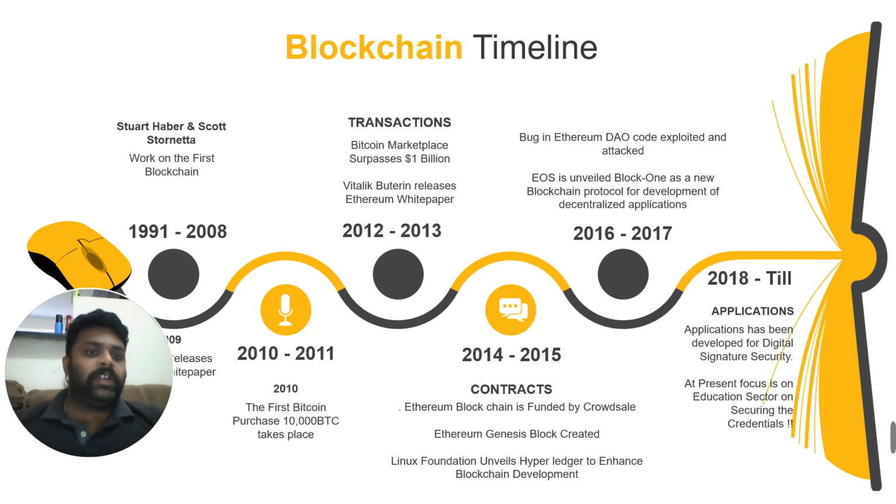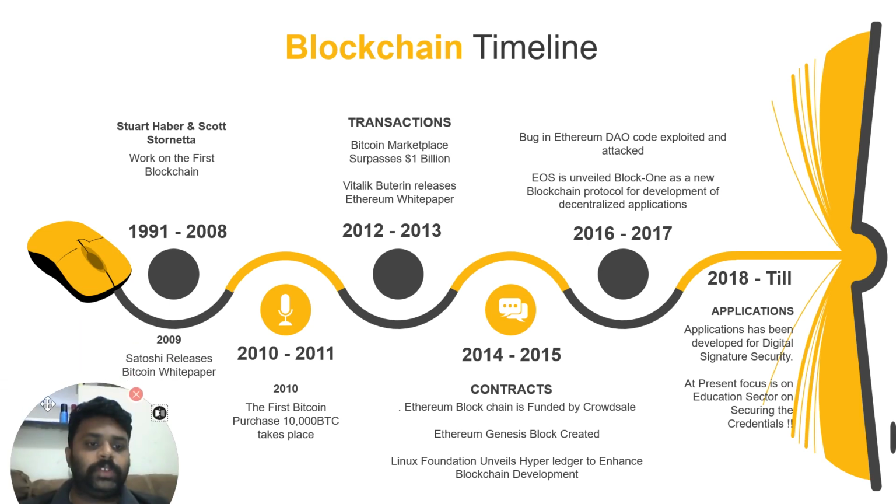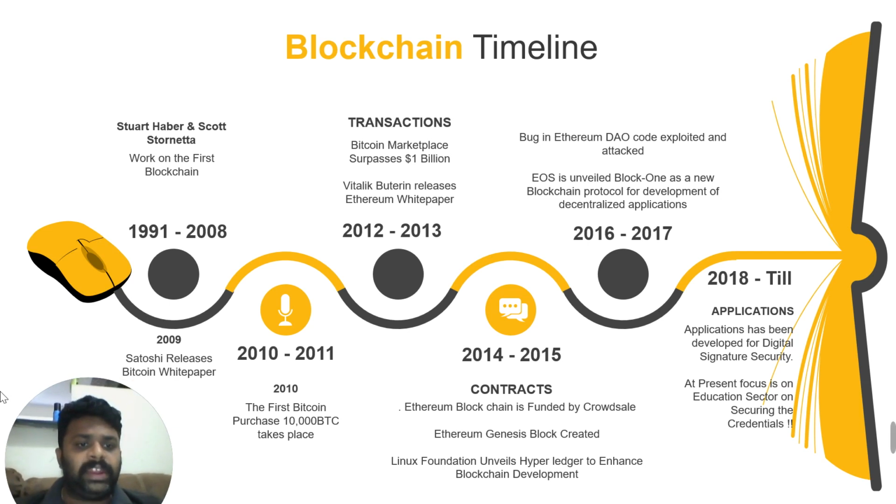Okay, so let me go through this blockchain timeline. If you see here, blockchain came into existence between 1991 and 2008. In 2009, the Bitcoin white paper was released, and that's when Bitcoin was released. The first Bitcoin purchase, 10,000 BTC, took place in 2010 to 2011. In 2012, Bitcoin transactions surpassed $1 billion, and the Ethereum white paper was released. In 2014-15, smart contracts came into existence.